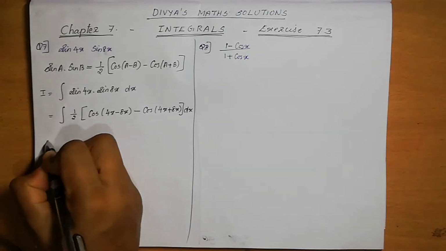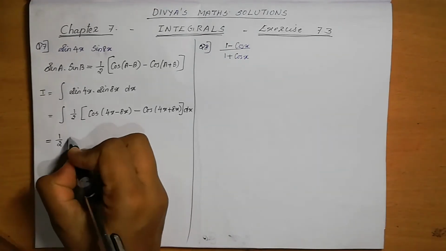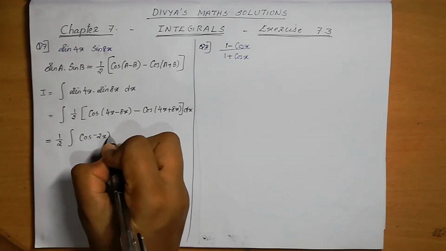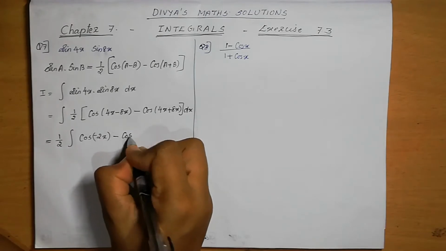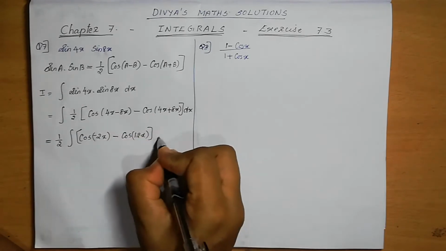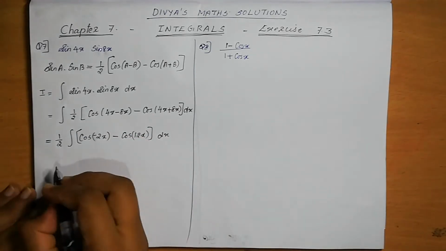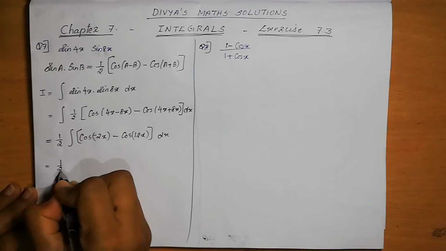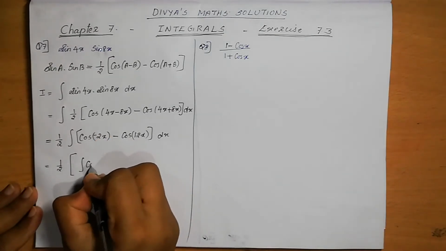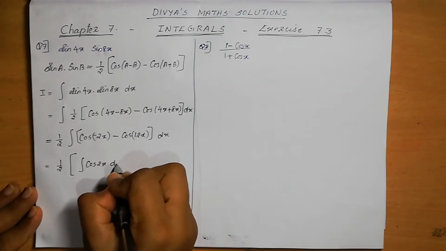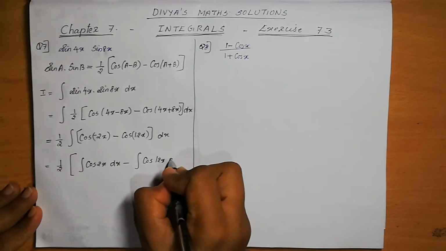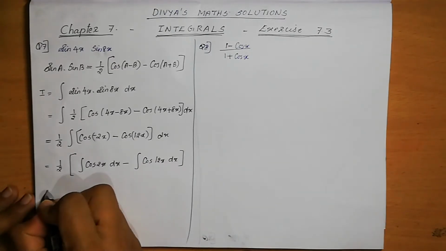So 1 by 2 is a constant that we can write outside. Integral cos minus 2x minus cos of 8 plus 4, which is 12x, dx. Next step, we can split the integral. So 1 by 2, cos of minus theta is cos theta. That means integral cos 2x dx minus integral cos 12x dx.